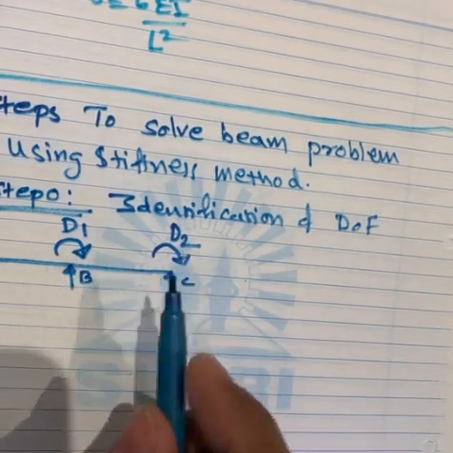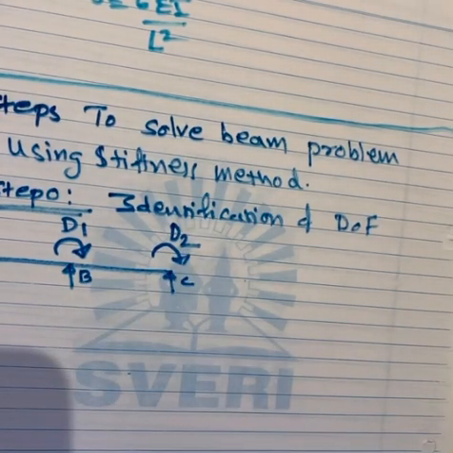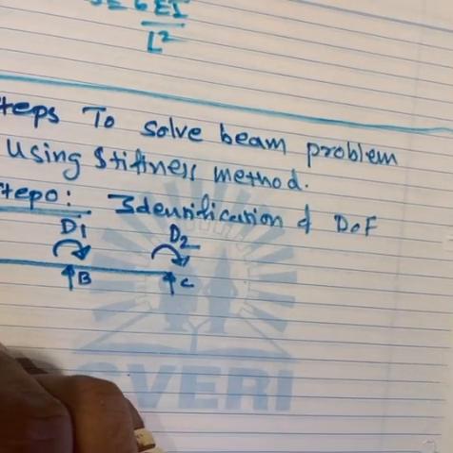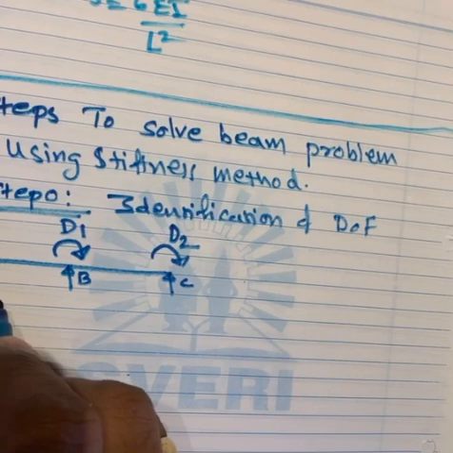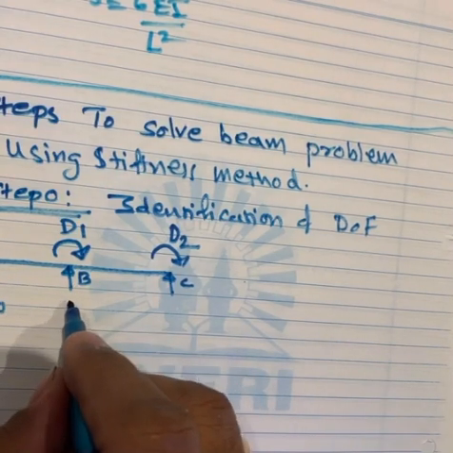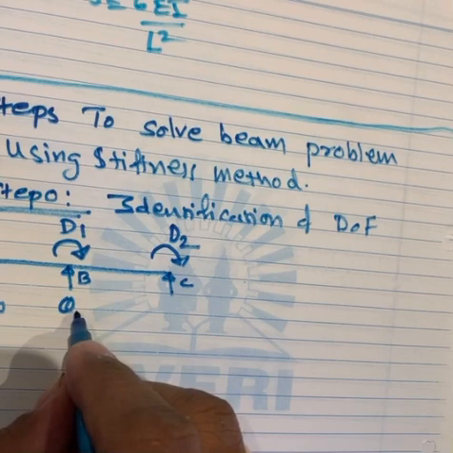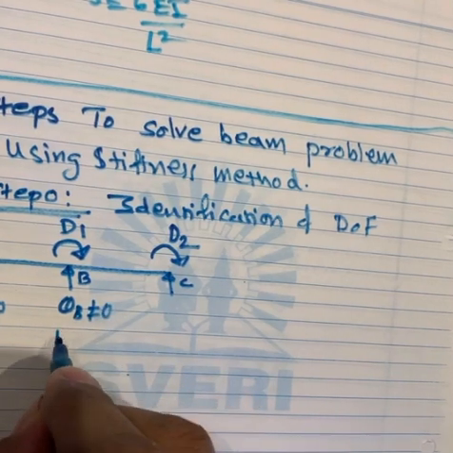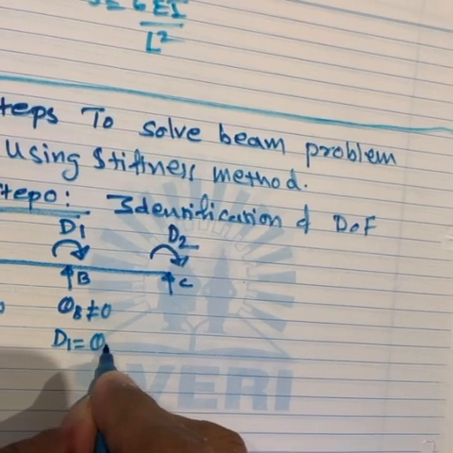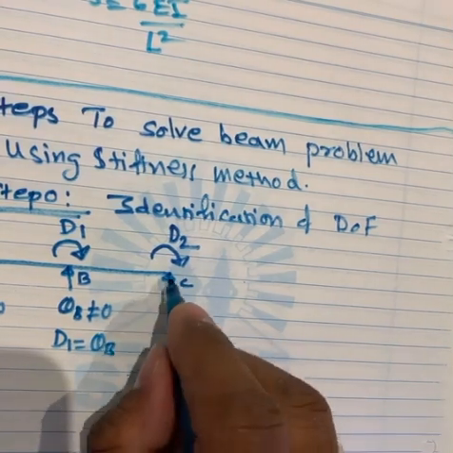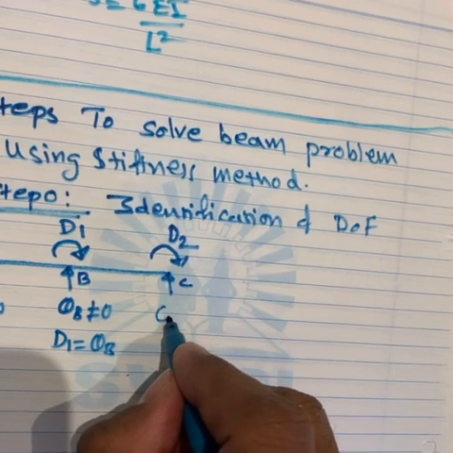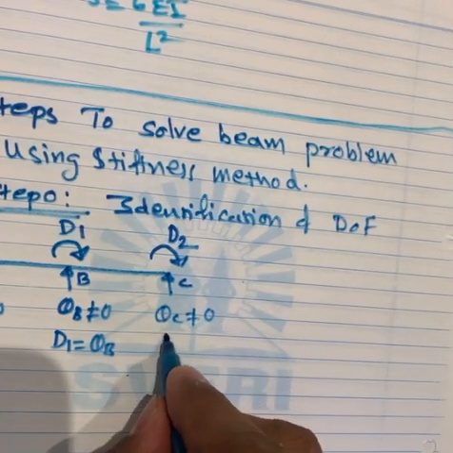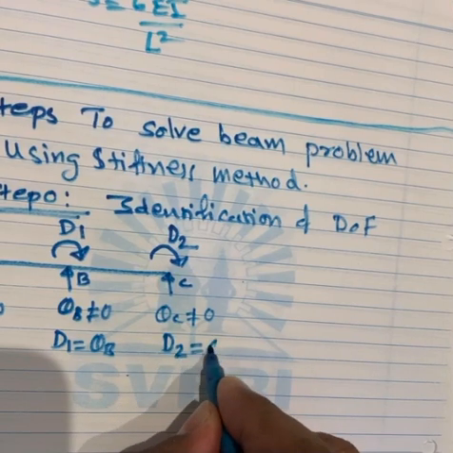So there are 2 degrees of freedom in this example, and if you call theta A, what is it here? Theta A is 0. In this case theta B is not equal to 0, and that's why D1 is equal to theta B. And in this case theta C is not equal to 0, and that's why D2 is nothing but theta C.